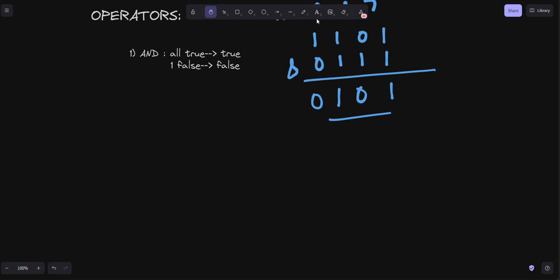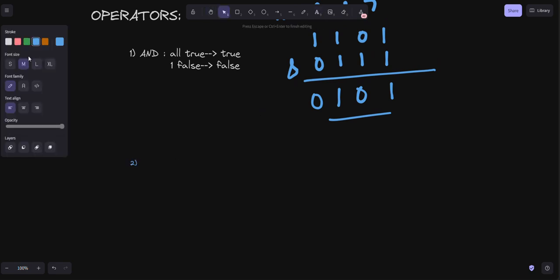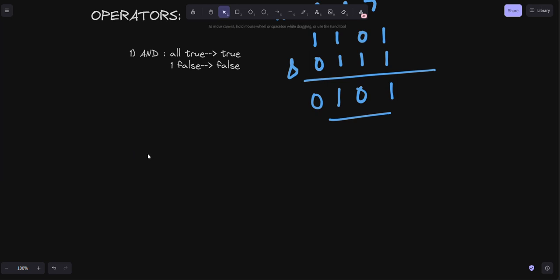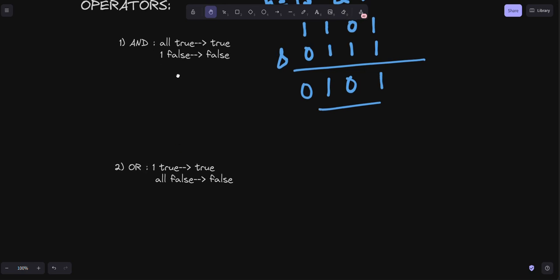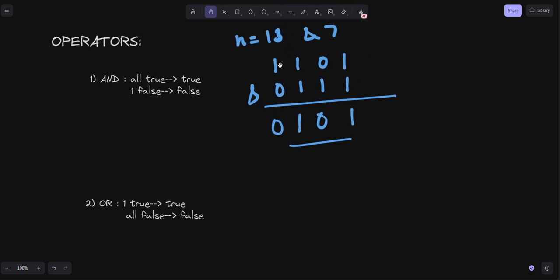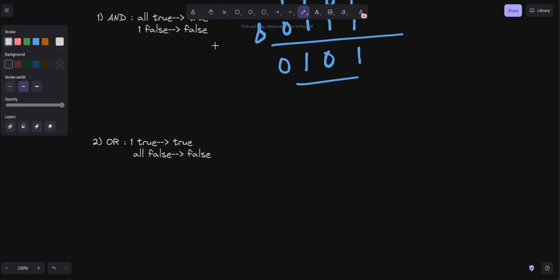Now coming to the second operator, let me just copy paste this and I will edit it. Second operator is the OR operator, right? Here one true means true, and all false means false. So it's kind of like a plus operator, and AND is kind of like a multiplication operator. If there's a zero, you will get output zero, right? And here it will be something else. Let's see.